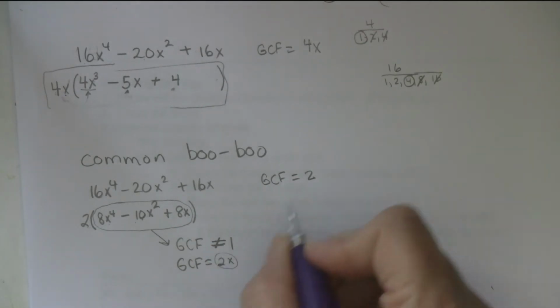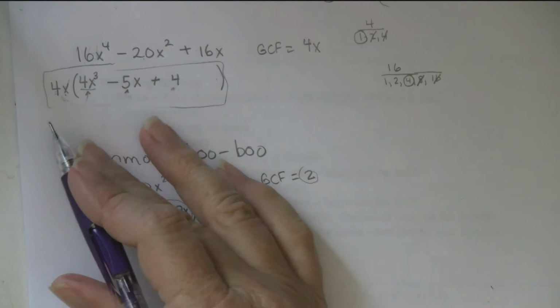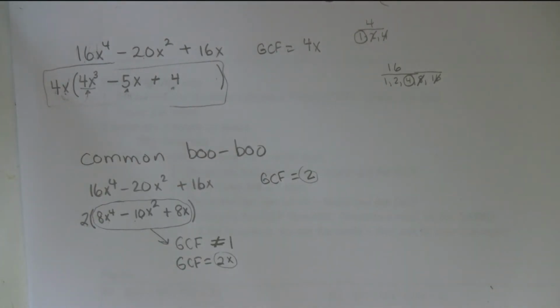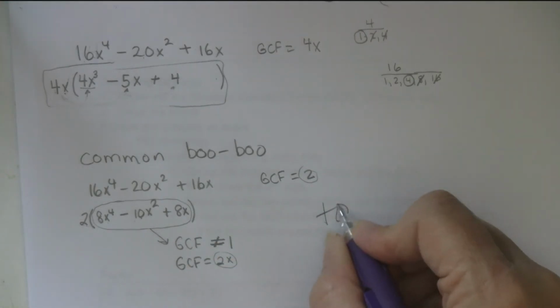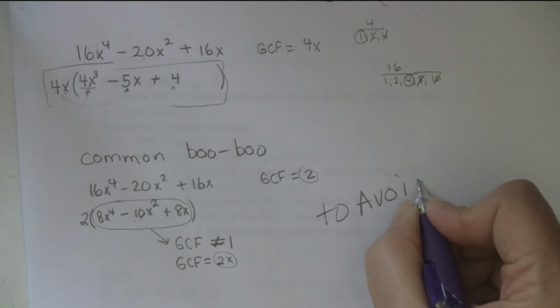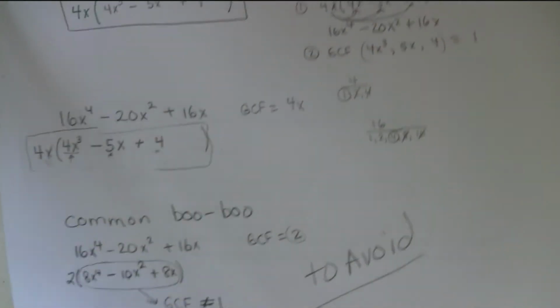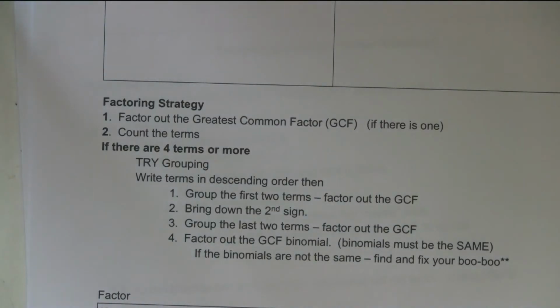This and this, you notice, multiply together to give the 4x, right? And so you just didn't get the whole thing out there. Anyway, so this is the most common boo-boo to avoid. You don't want to have a boo-boo. Okay.